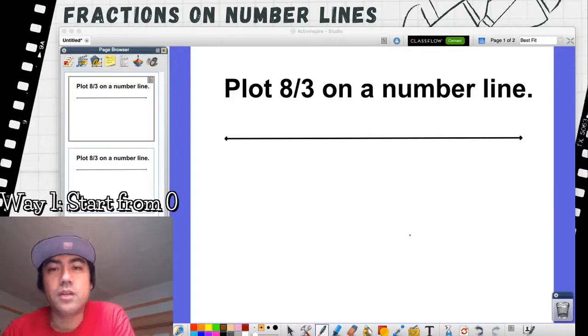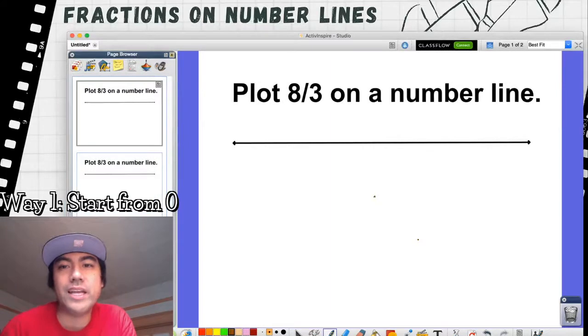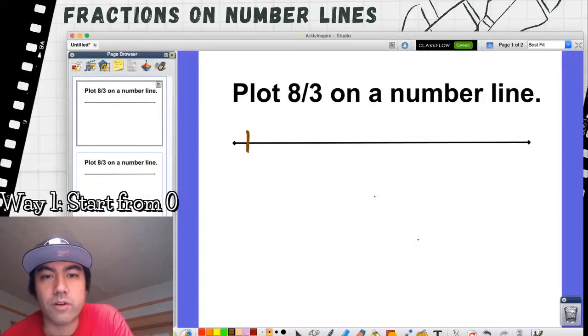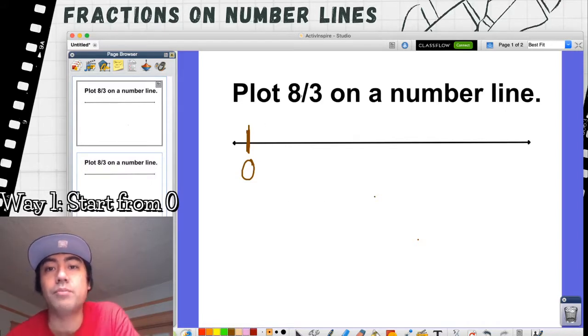Okay, so this problem here says plot 8 over 3 on a number line. And so I'm just going to do what it says in way number one. We're going to start from zero. Okay, so starting from zero, all I'm going to do is keep counting by 1/3. Keep counting by 1/3. So it's going to look like this.